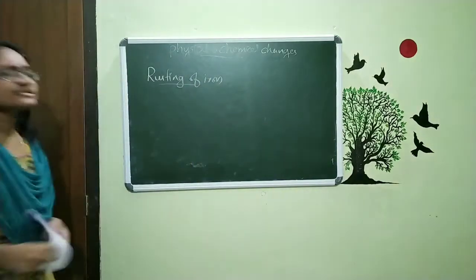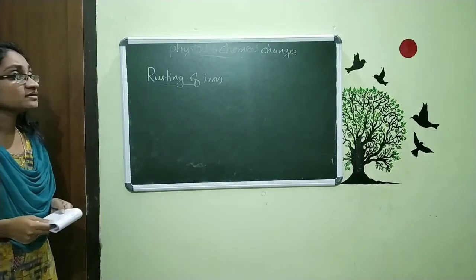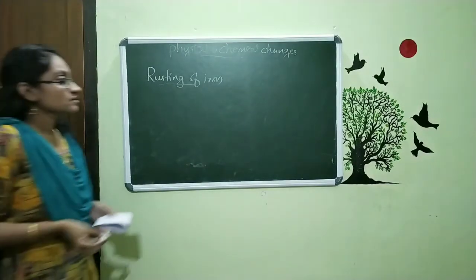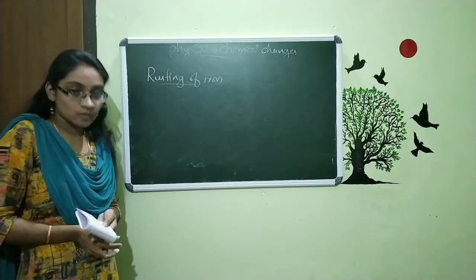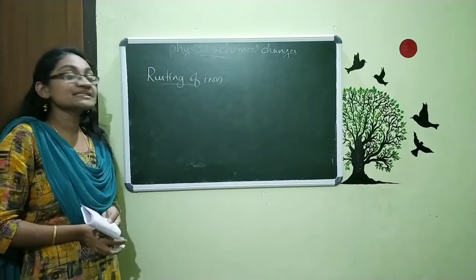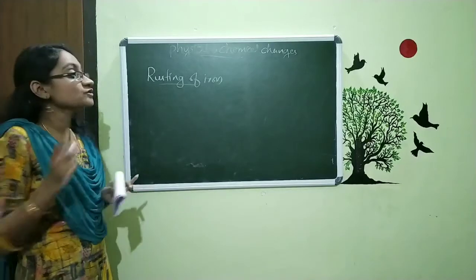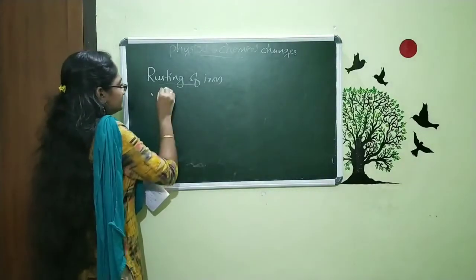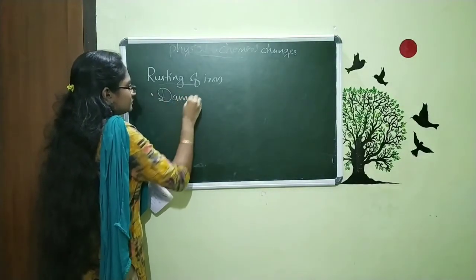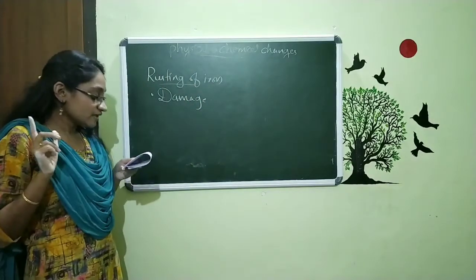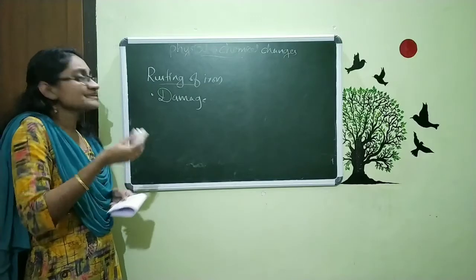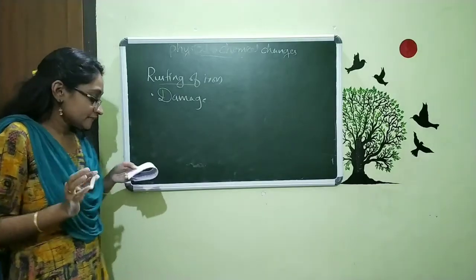Rusting of iron. Actually, what is this rusting of iron? How can we define this? Is it good for iron, this rusting? No. Actually, this rusting is a type of damage that occurs to the iron, and it spoils the iron itself. We can say it like that.